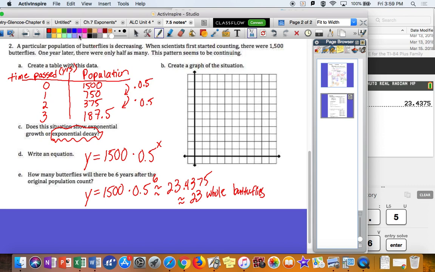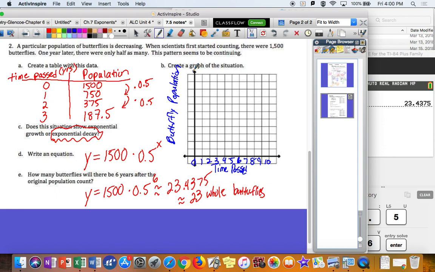So if we're going to graph this, let's take a look at time passed again. We're thinking about 0 years, 1, 2, 3, 4, 5, 6, 7, 8, 9, 10, and butterfly population over here. And this time at least we know we have to start off with 1,500, so we need a scale that gets us up to 1,500. I don't know that 100s are going to do it. 1, 2, 3, 4, 5, 6, 7, 8, 9,000. So that's not quite going to do it.